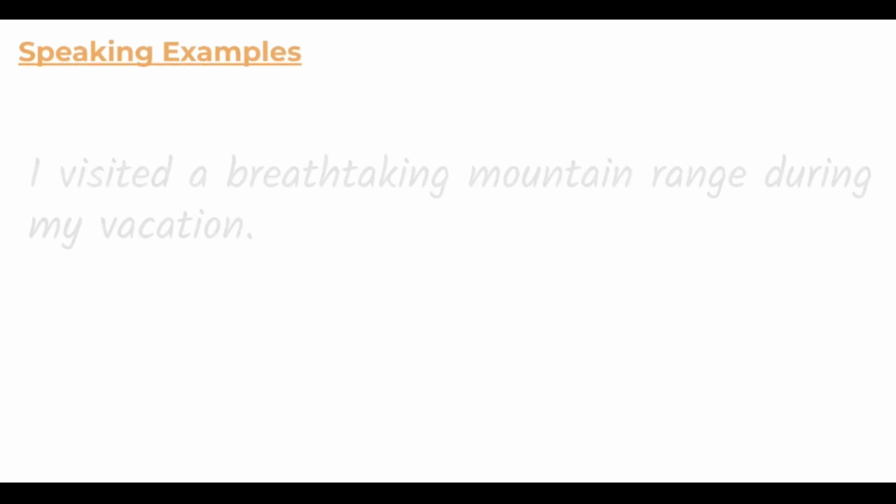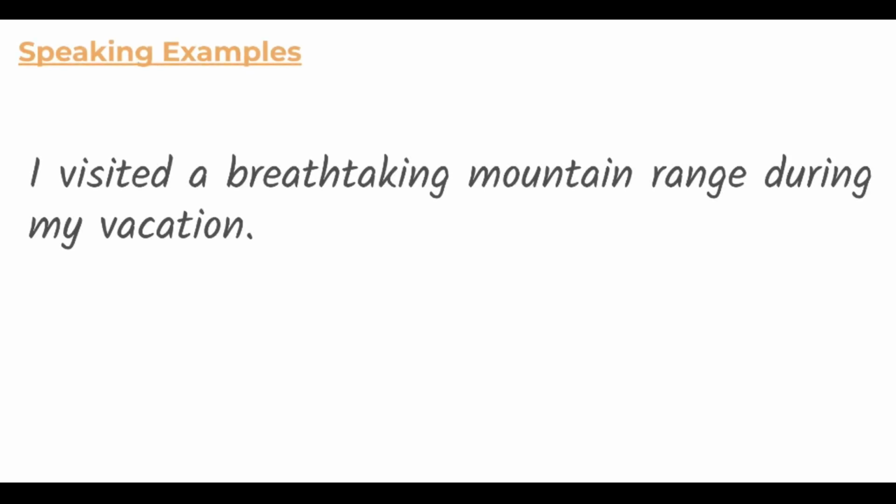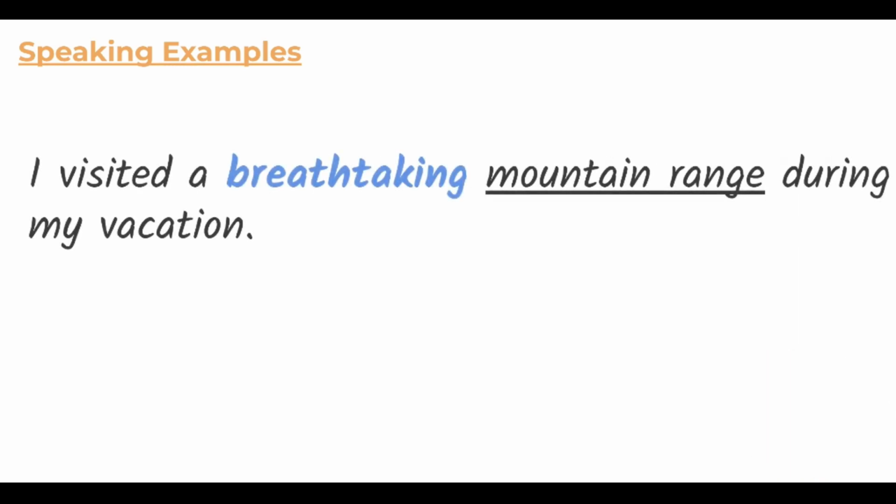We've got some speaking examples now. So I visited a breathtaking mountain range during my vacation. Any ideas what the adjective could be here? Have a think. So a good tip is to spot the noun. If you can find the noun, then you are likely to be able to find the adjective that is modifying that noun. Okay, we'll have a look together. Breathtaking is the adjective describing the mountain range. Breathtaking is often used for describing scenery or views, things like that.